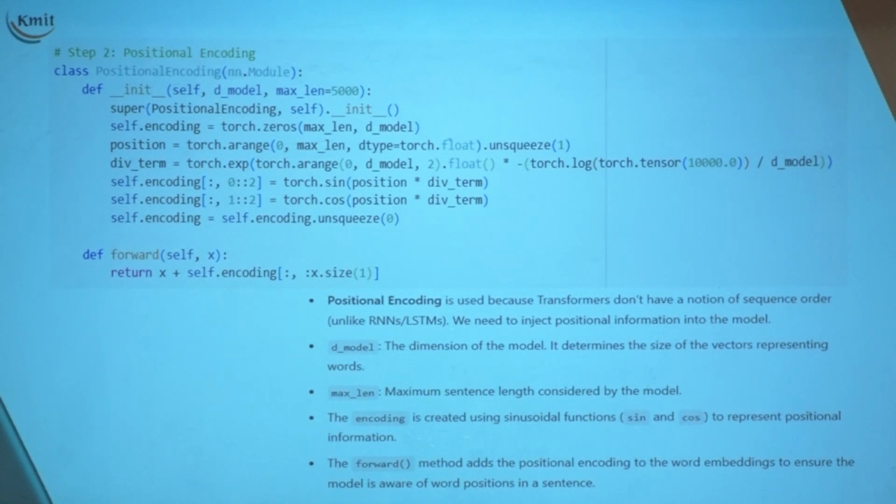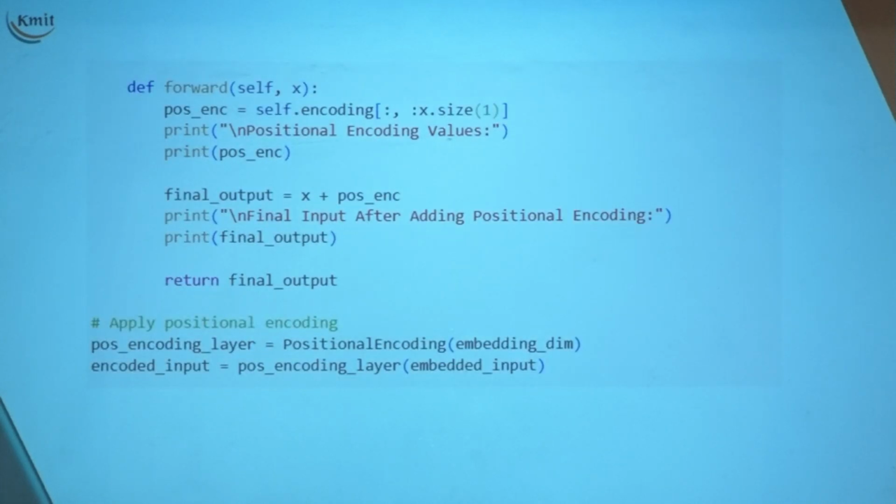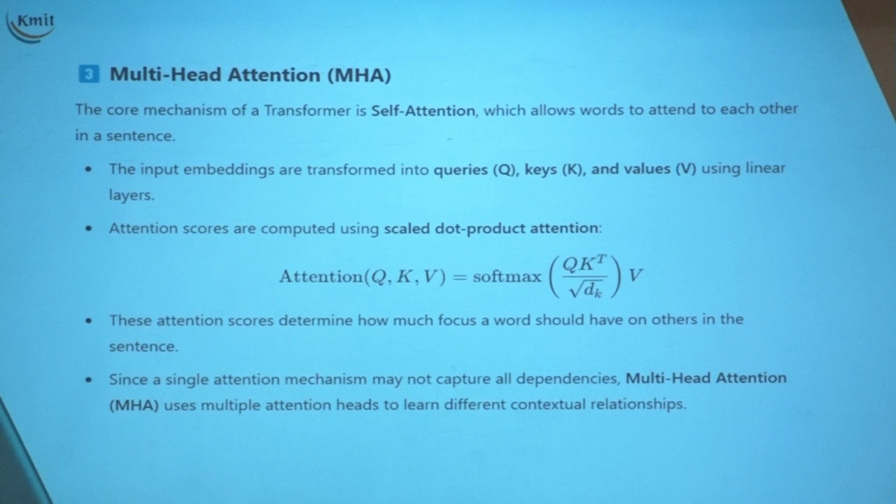Are you all clear with this? I have generated word embeddings, I have generated positional encodings, and I have to add them with respect to which function here? Define forward method here. Clear? Now look at that. It adds the batch dimension, and then I am adding positional encoding to the input embeddings using that forward block. Now I am trying to print the position encoding values before and after. Don't forget about this. What is the next block?